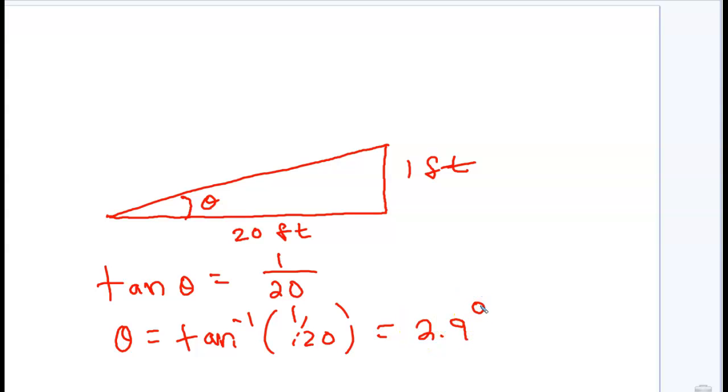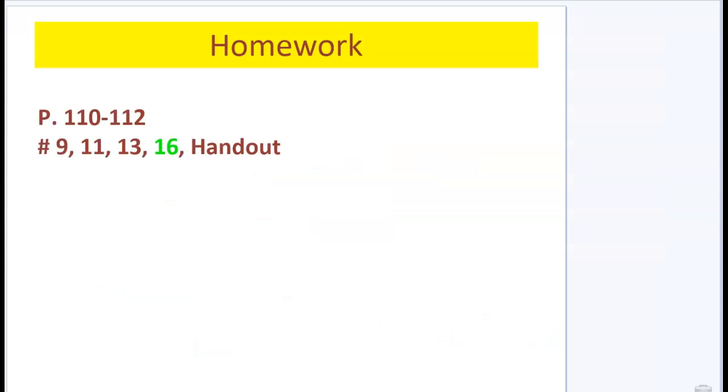So therefore, yes, this ramp will be acceptable, because it falls less than the 5-degree angle of incline. There's a couple of questions for you to try. Also, you do have the handout that I gave you the other day on solving right triangles. So good luck with those questions, and if you have any problems, check out the answers on the website.